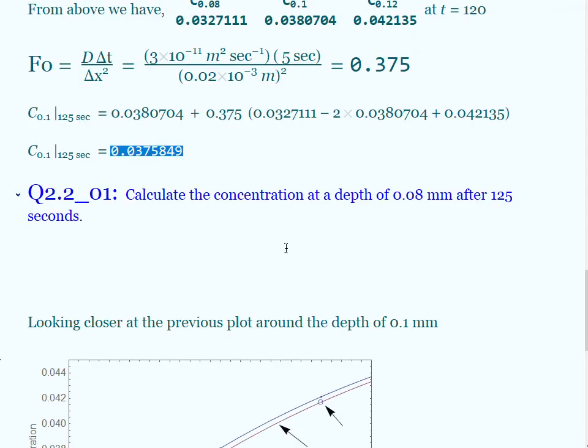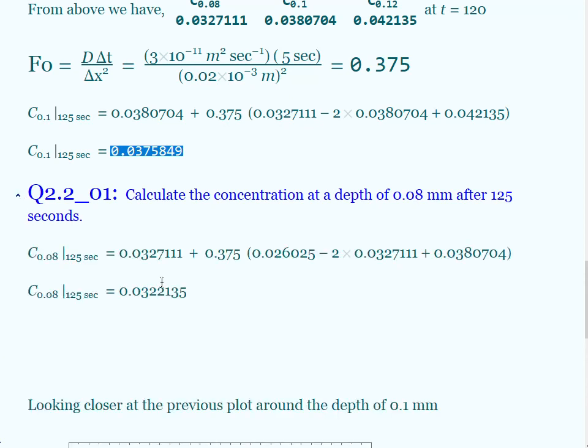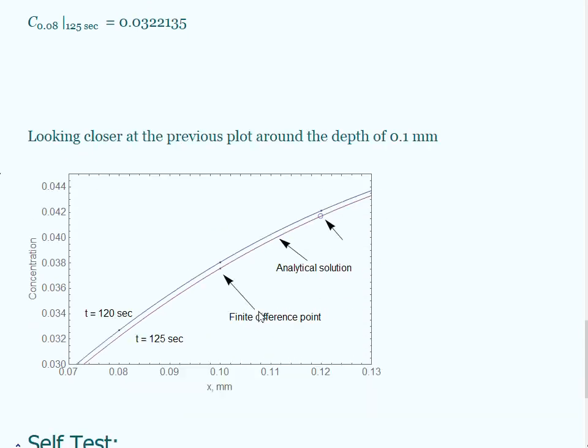All right, so go ahead and pause it here again and calculate the concentration at a depth of 0.08 now at 125. So just repeat this kind of calculation. Test yourself. I'm going to show you the answer now. If you're going to do this, go ahead and pause it, and then come back. All right, so here is the answer with the numbers plugged in. You can double check your work.